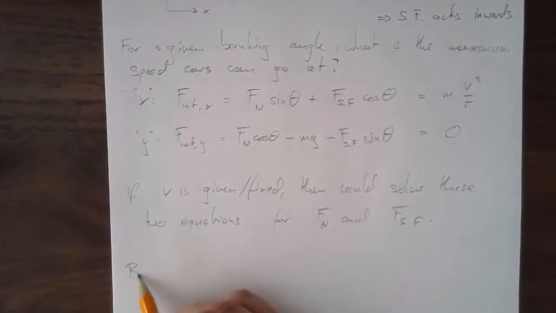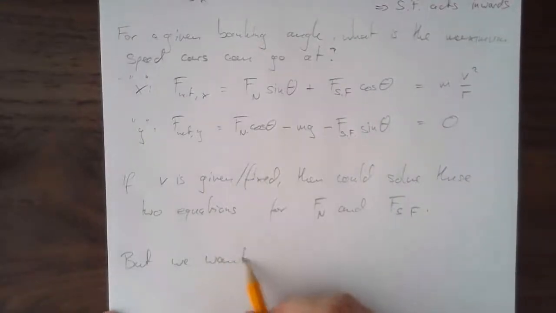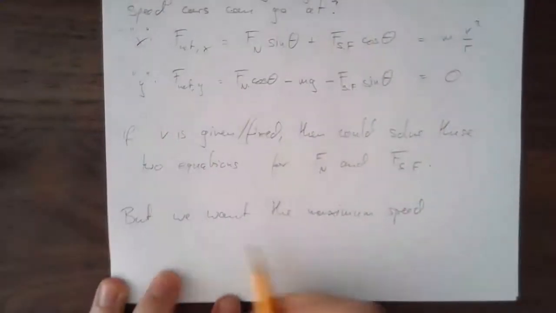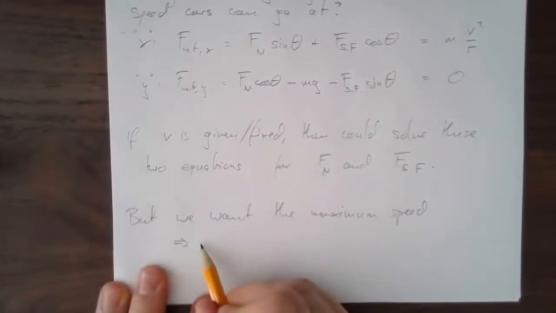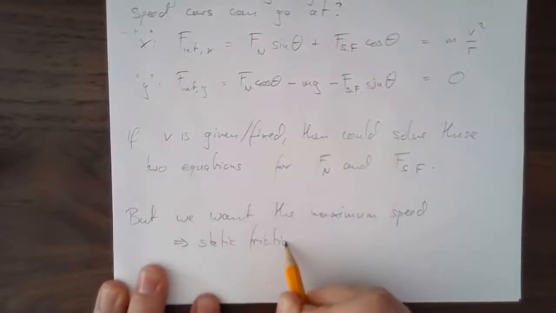But that's what we're not doing. We are trying to find the maximum speed. We want to figure out how our banking is helping us go faster. We're going to find the maximum speed. Well, why is there a maximum speed at all? Because there's a maximum to static friction. So static friction is at the maximum.